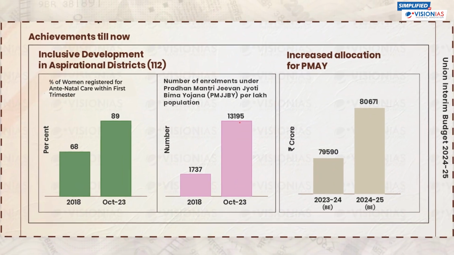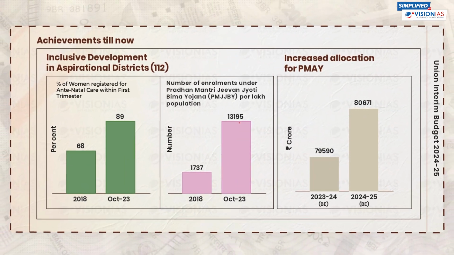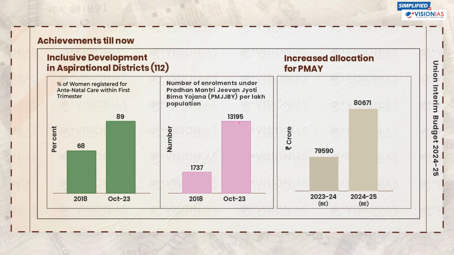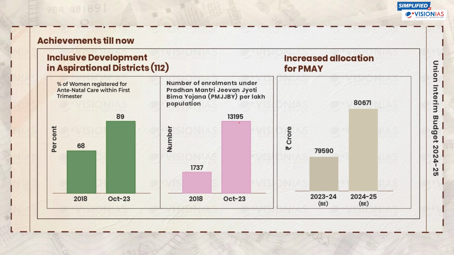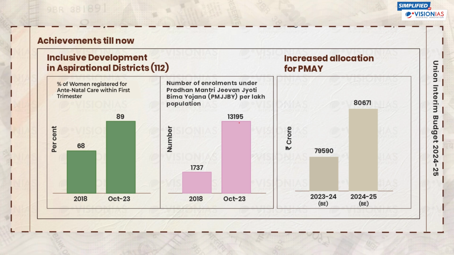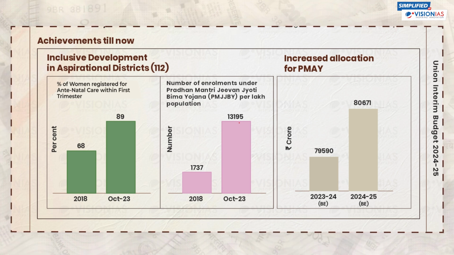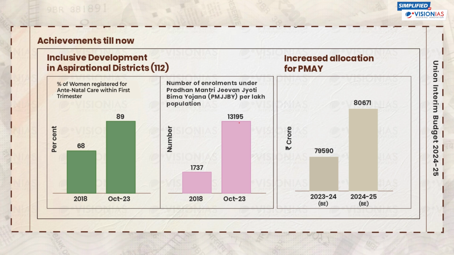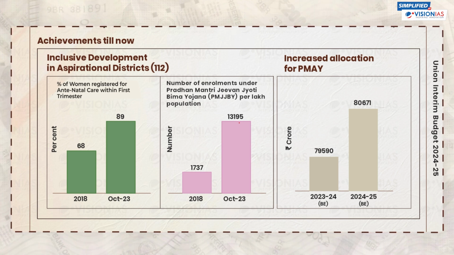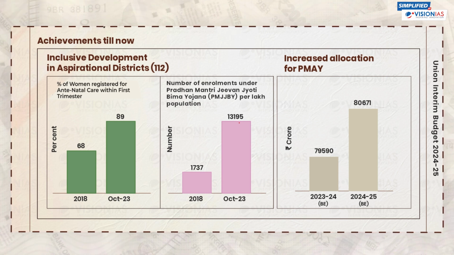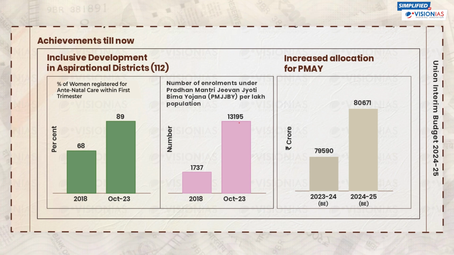Coming to some notable achievements till now, India has witnessed a rise in the percentage of women registered for antenatal care within the first trimester from 68% in 2018 to 89% in October 2023. In addition, there is a significant rise in allocation for Pradhan Mantri Awas Yojana from Rs 79,590 crores in 2023-24 to Rs 80,671 crores in 2024-25.